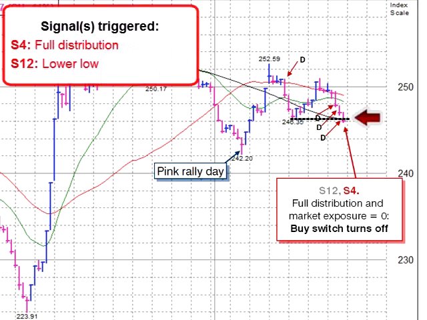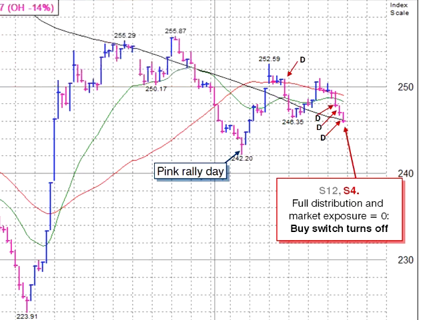So we had 2 sell signals, but because we were only at a +1 the day before, we were already out. But the S4 is going to turn off the buy switch because we were at 0 and now have full distribution. So now the buy switch is off again. No, we haven't undercut our rally day, but the buy switch turned off. There's enough evidence that the market is bad.